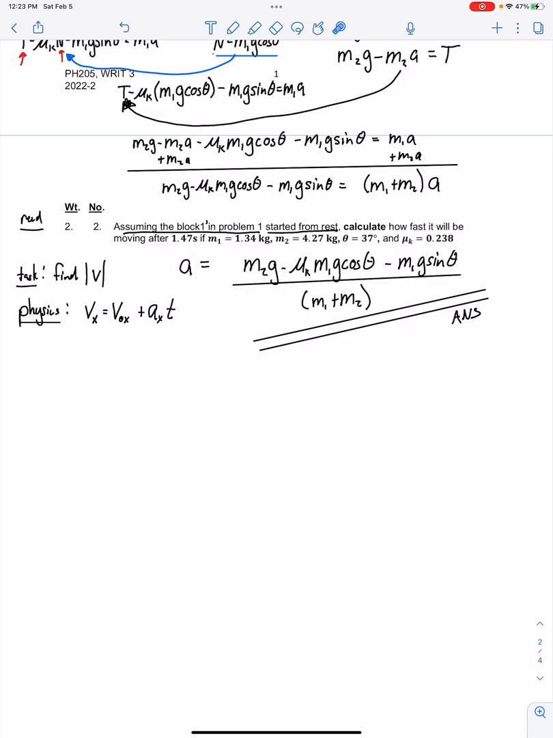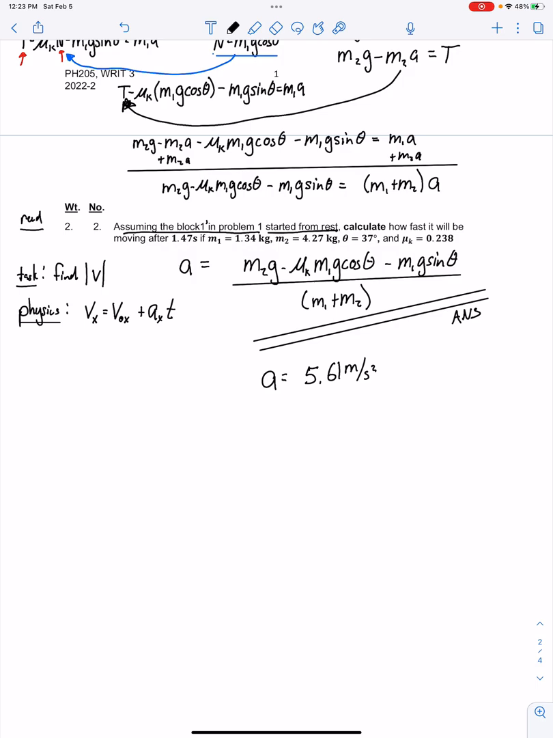Yeah, so I think you get somewhere around 5.6. So your acceleration should be around 5.6 meters per second squared. I think it's 5.61 meters per second squared. It should be 3 sig figs.